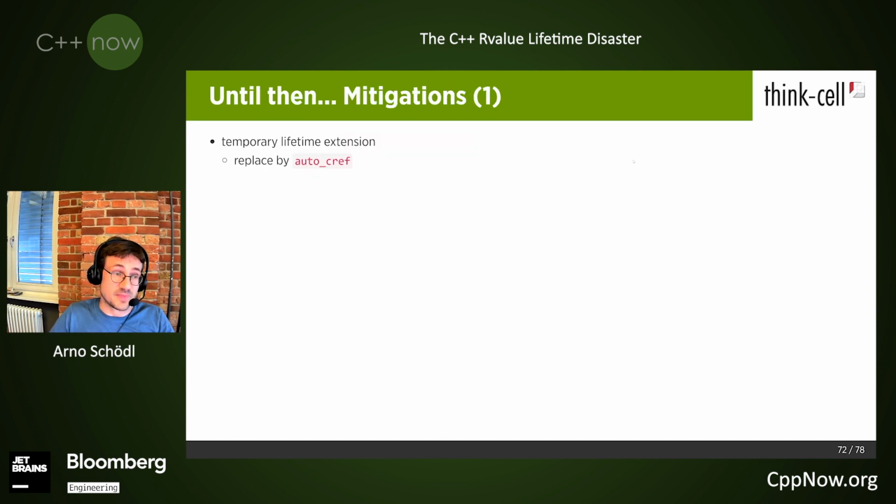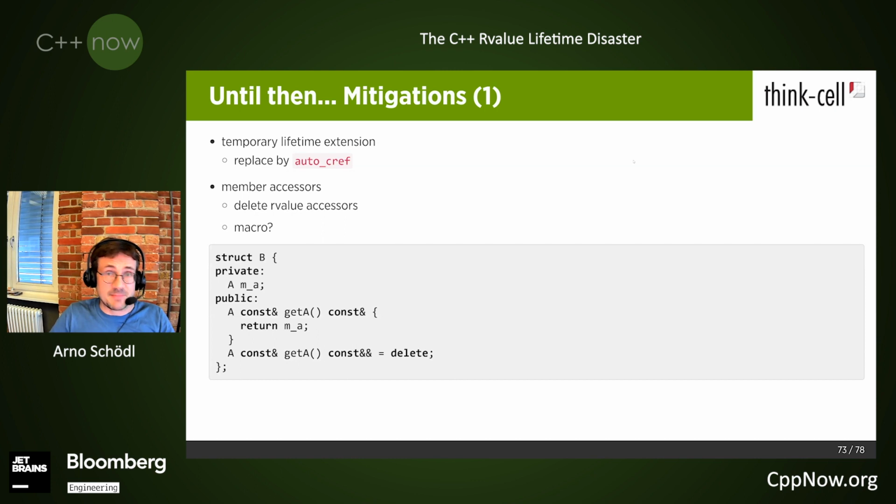So what can we do? Well, first of all, I already said it, throw away temporary lifetime extension. It doesn't play well with rvalues in general, and you can replace it with an auto cref that we've already defined. Now, member accessors, I also said, are very problematic because you really should delete rvalue accessors. You should prevent rvalues silently turning into lvalues.